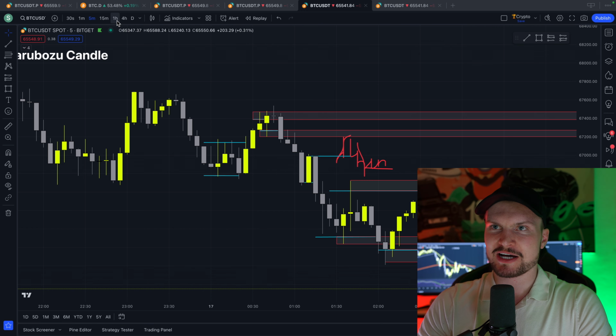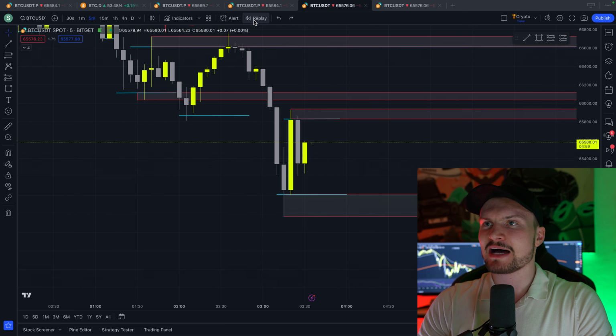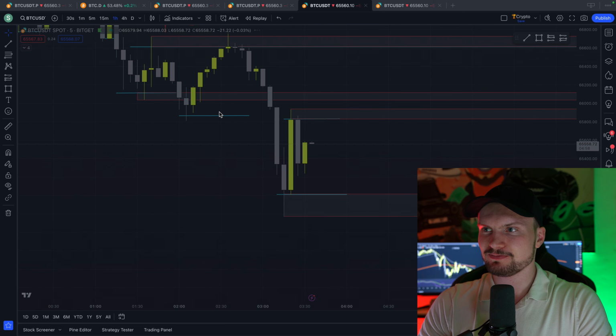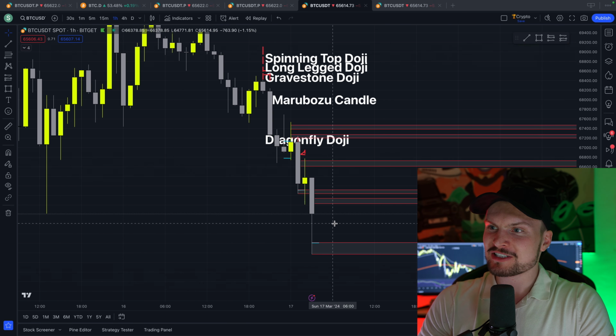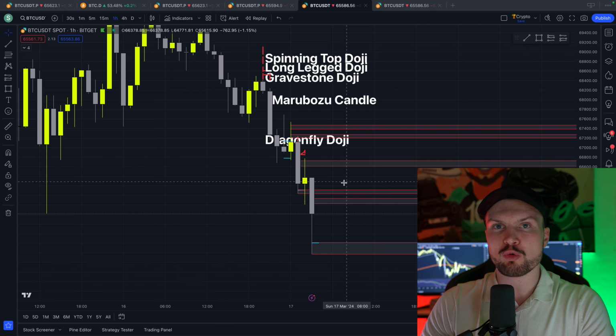Now let's go even higher. Let's go on the 1 hour chart. First of all, let me remove the 5 minute ones like this. And now let's go on the 1 hour time frame. And now we can see the support and resistance zones we drew on the 1 minute chart are not even noticeable on the 1 hour chart.